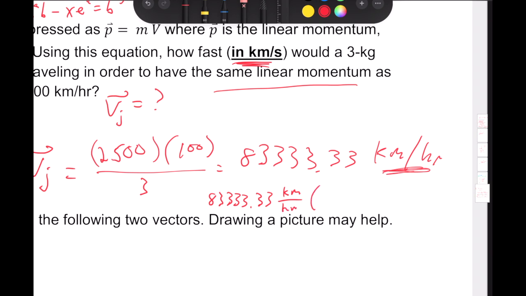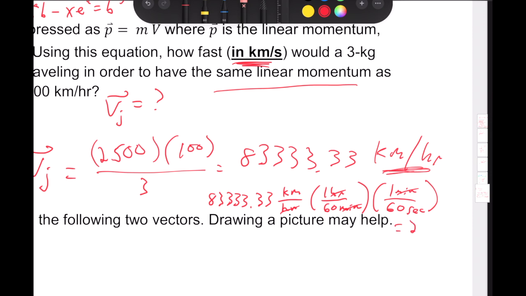Okay, so in 1 hour, I want hours to cancel. There's 60 minutes. And in 1 minute, there's 60 seconds. The hours cancel out, the minutes cancel out. Now I have kilometers per second. Oh gosh, I'm running out of space. No pun intended.